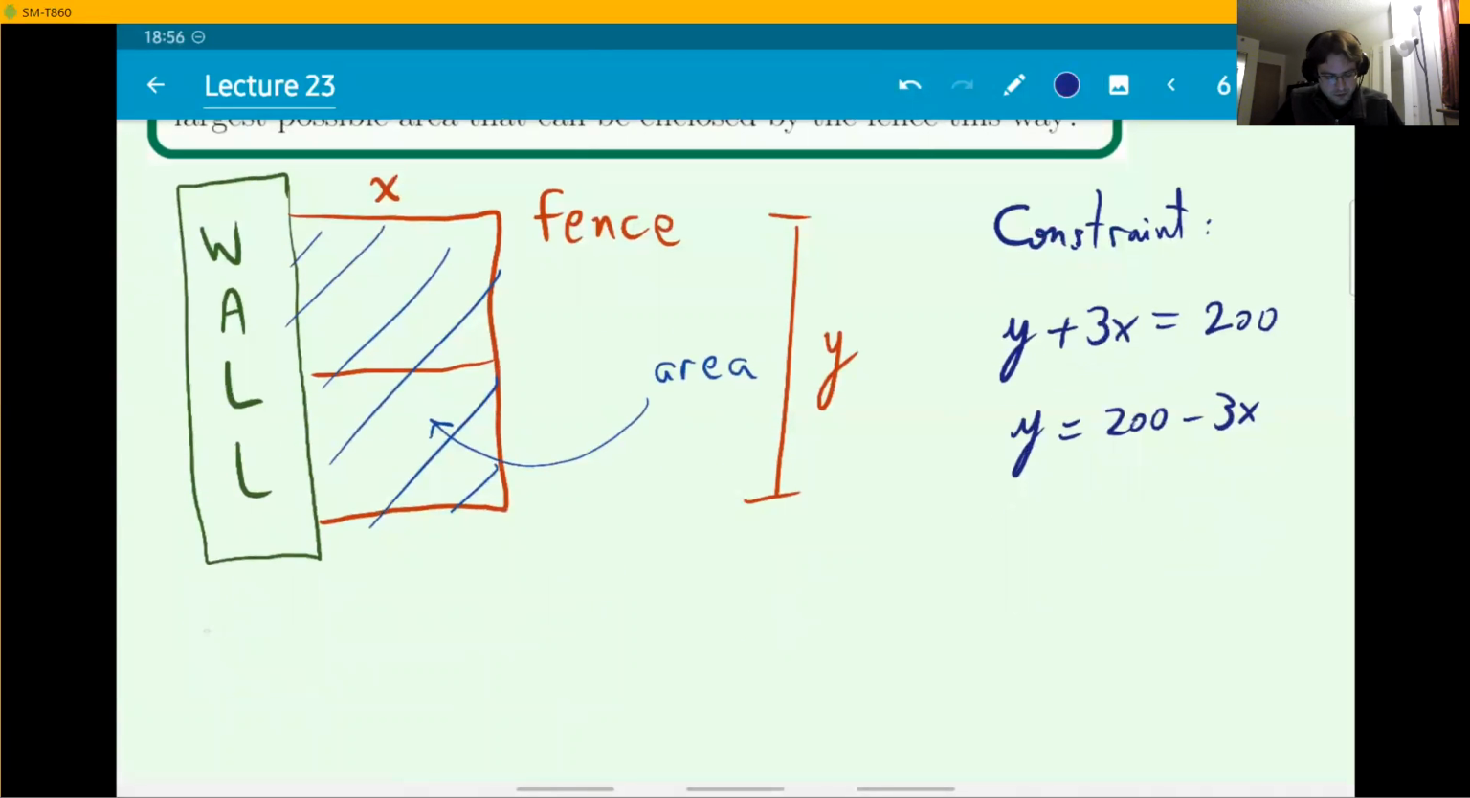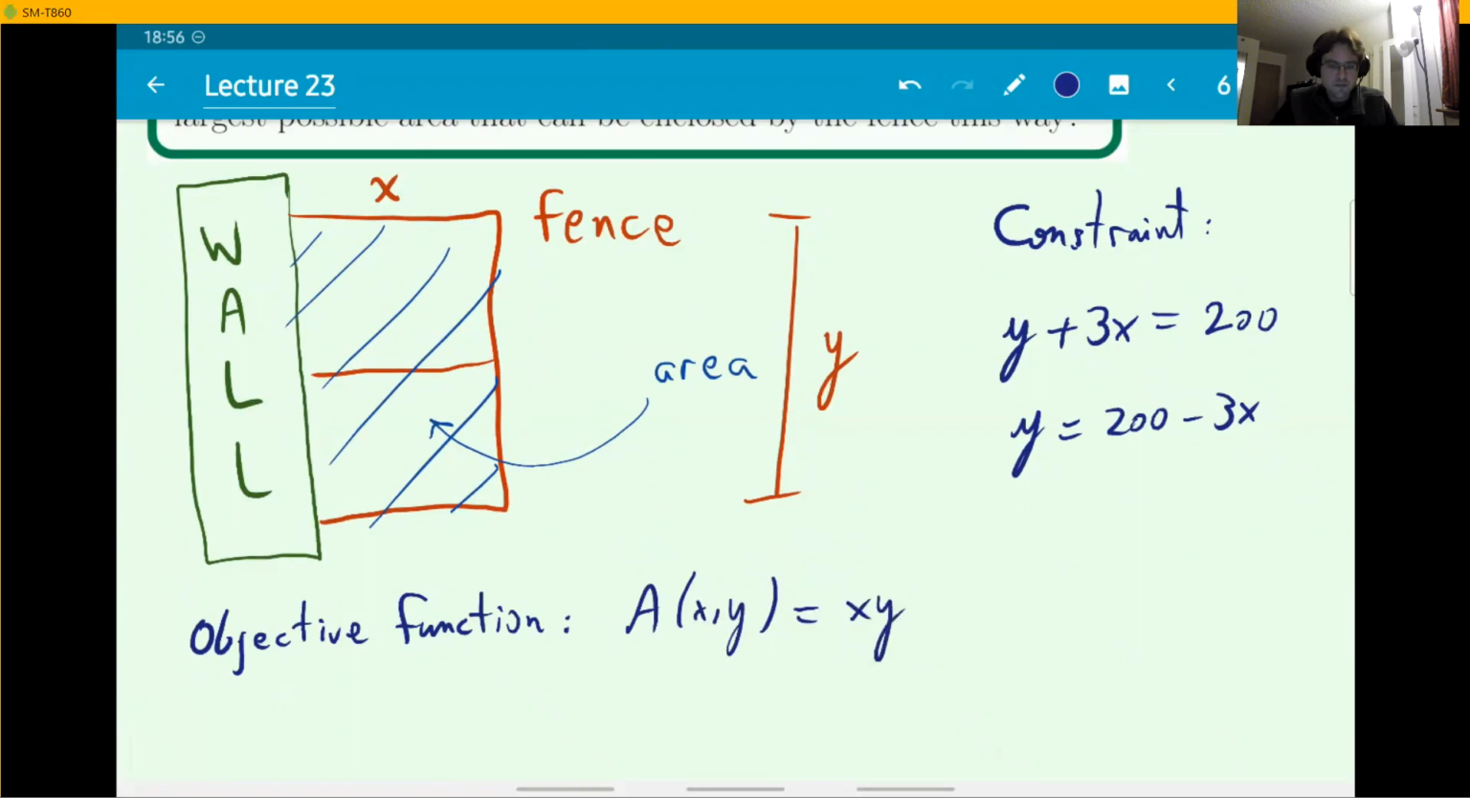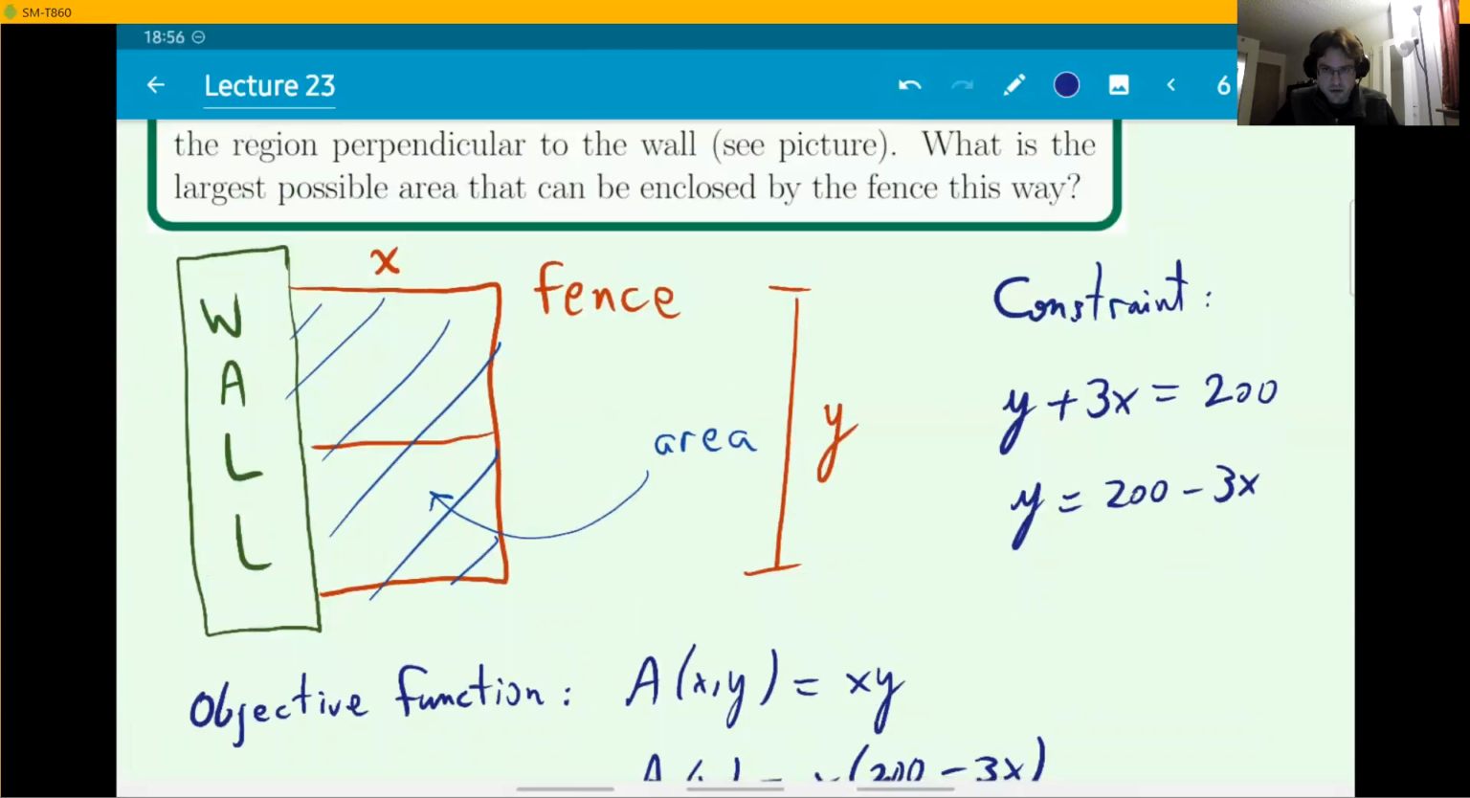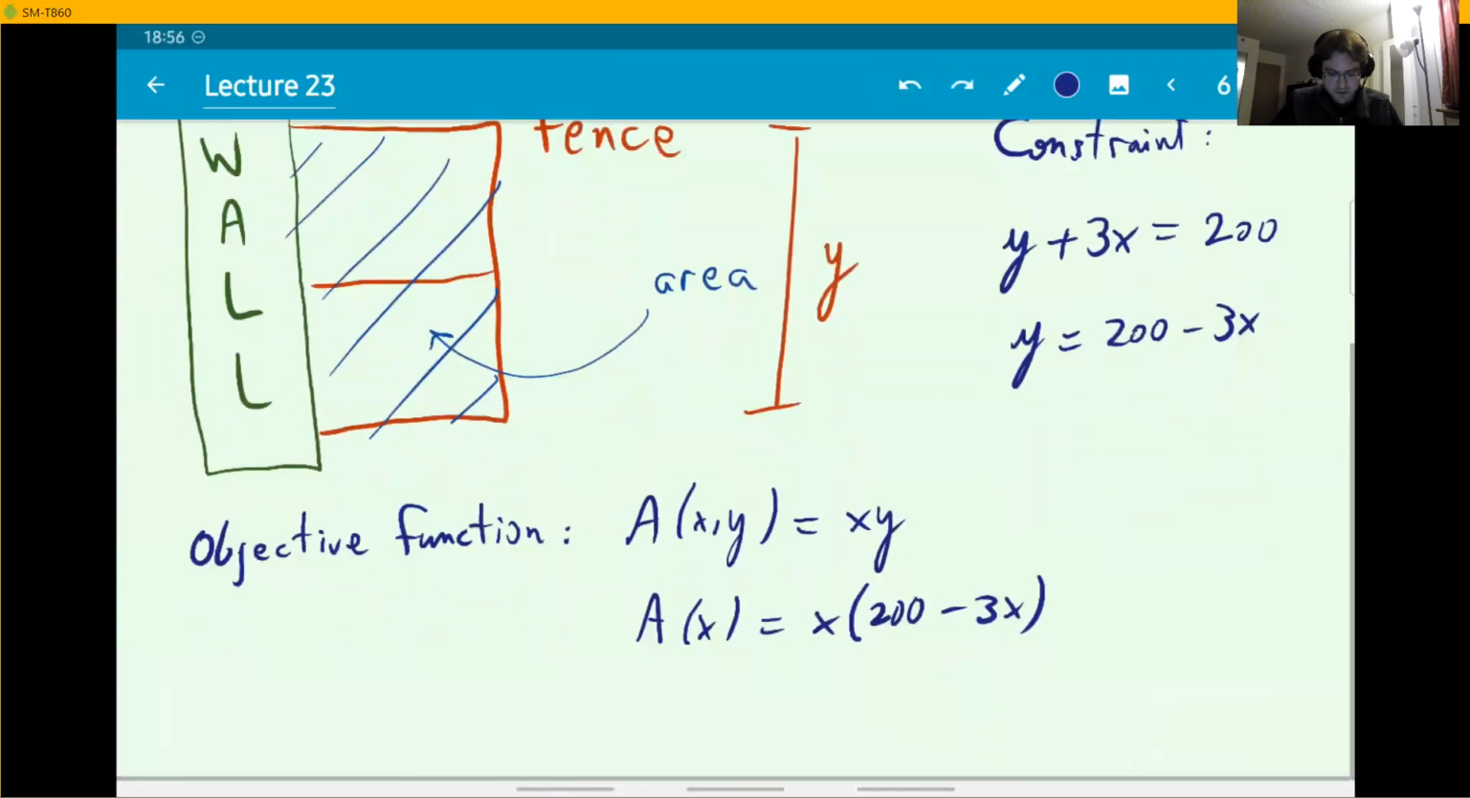What is the objective function? The area as a function of x and y is the area of a rectangle, x times y. As a function of just x, though, it would be x times 200 minus 3x. The problem was talking about area, right? What is the largest possible area that can be enclosed? So we have the function. Do we have a domain for it?